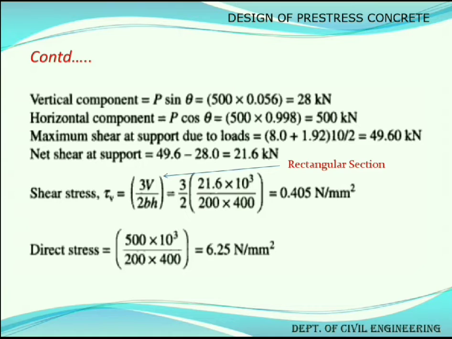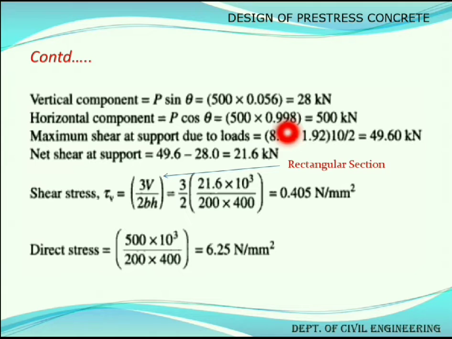Now the vertical component P sin theta is nothing but P into theta. We get the vertical component of the shear pre-stressing force as 28 kilonewton. The horizontal component is nothing but P cos theta.